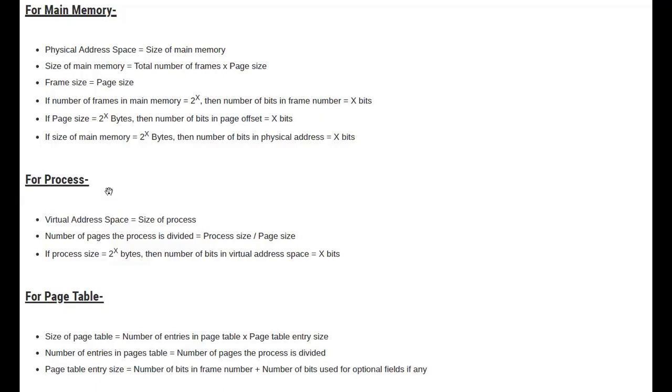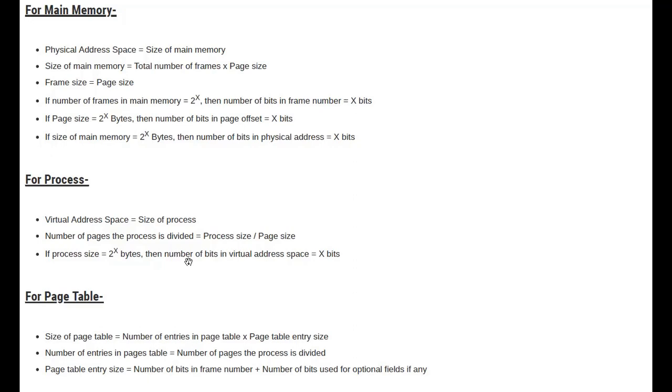Then the process. Virtual address space is the size of the process. How many different addresses it can generate, starting to ending, is the size of the process, you can say. Number of pages the process is divided into is equal to process size divided by page size. If you are having process size as 16 and page size of 4, you will be dividing your process in 4 different pages. If process size is equal to 2 raised to power x bytes, then number of bits in virtual address space is equal to x bits.